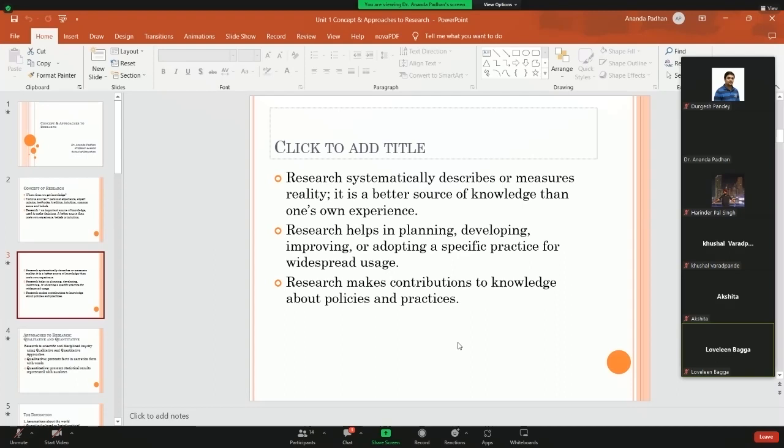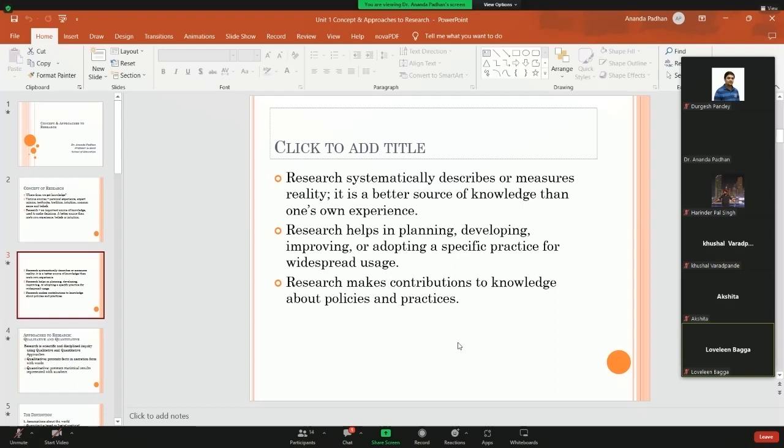So we try to find out what is true, what is real, what is working, what is not working. All these things are part of research. It helps in planning, developing, improving, and adapting a specific practice for widespread usage.